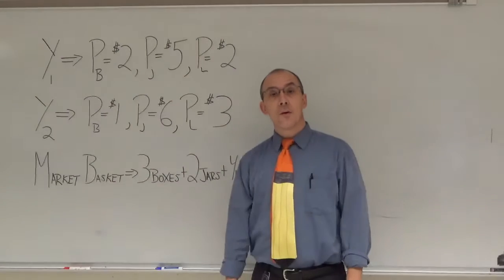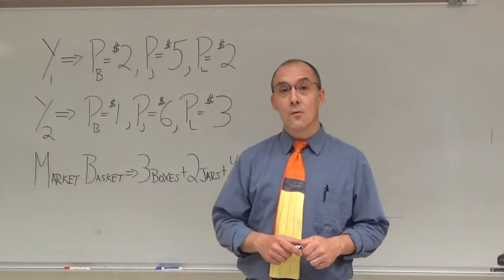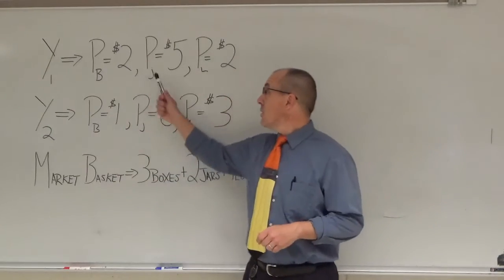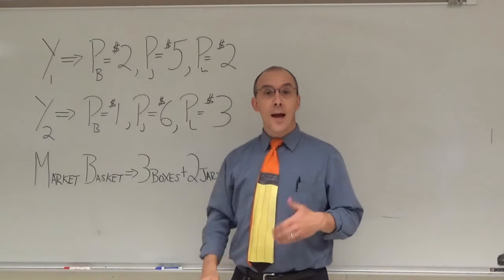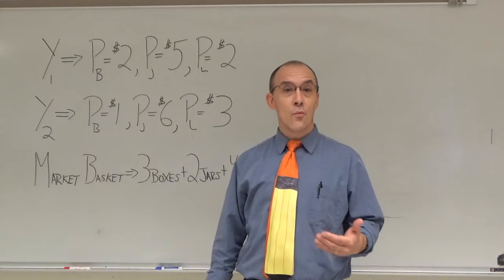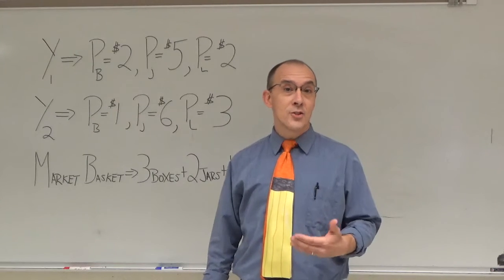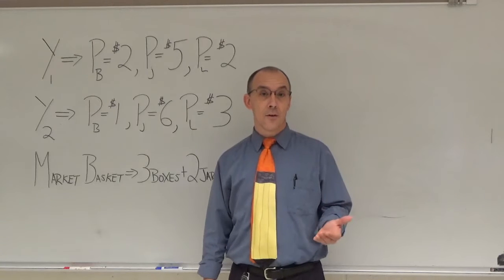This is a short little video on calculating inflation. Now, in this particular problem we're looking at three different goods: boxes of spaghetti, jars of spaghetti sauce, and loaves of garlic bread. And we're looking at how their prices change between one year and the next year, and the fact that their prices change in differing amounts can make calculating inflation difficult.